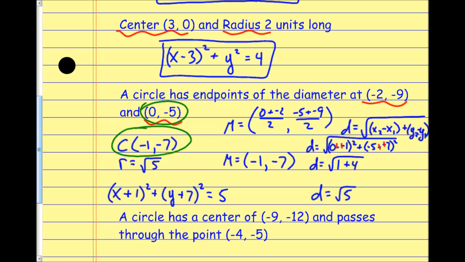All right? The most common mistake that we make here is we find the distance between the endpoints of the diameter, and I get double this value, and I would end up with a distance of 2 root 5. And the reason for that is because that's a diameter. If I want the radius, I would have to divide that by 2. Okay?